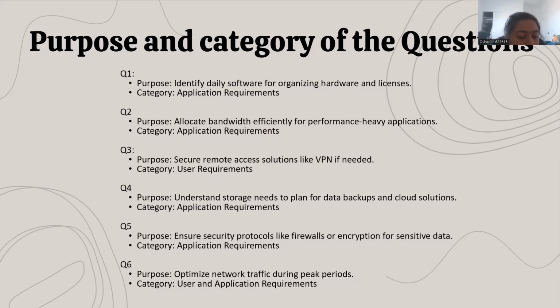protect the sensitive data. Talking about the sixth question, the purpose of the sixth question is to optimize network and traffic during the peak periods. So the category is user and application requirements because it's mainly focused on how users would interact with the network and the performances. Thank you.